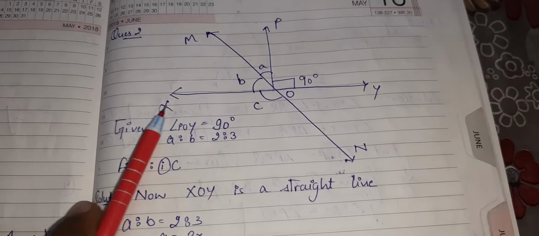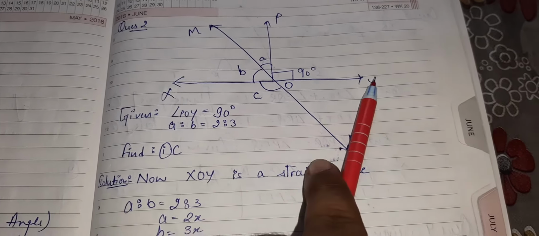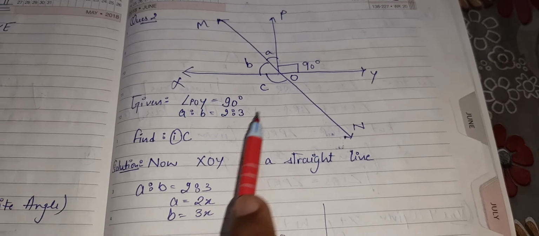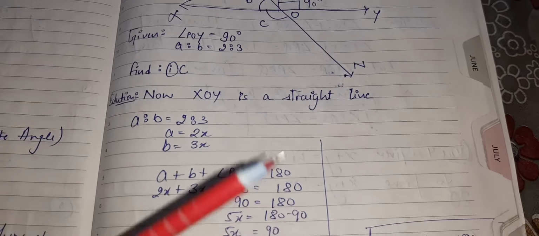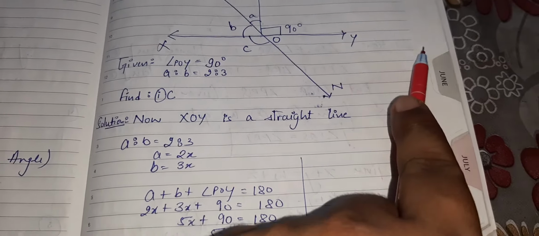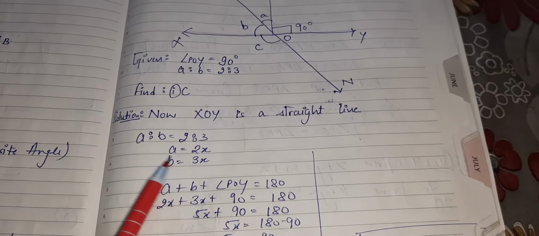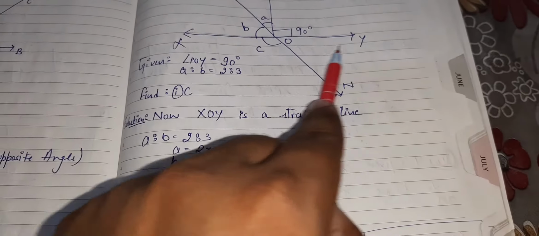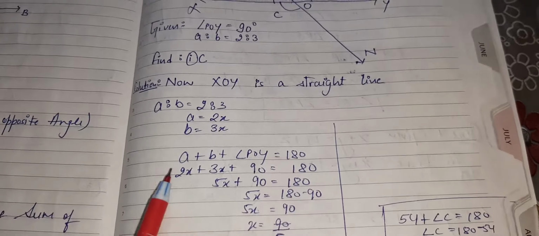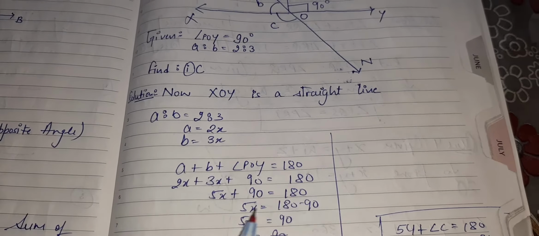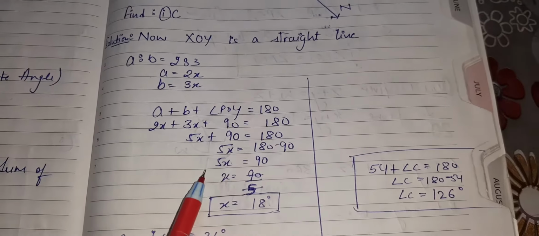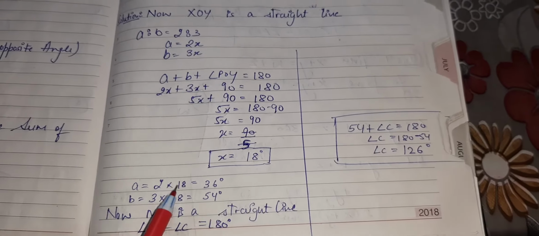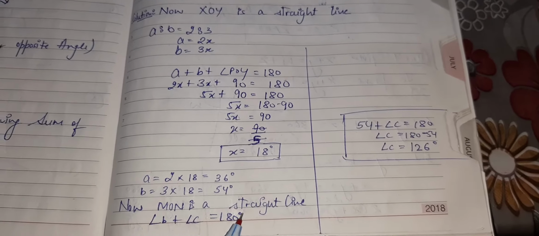Question number 2 says, it's a straight line having three angles, 90, A and B, but A and B are in the ratio 2:3. We have to find this C also. Now XOY is a straight line, A ratio B is 2:3, A is equal to 2x, B is equal to 3x. A plus B plus angle POY is equal to 180 because it's a straight line. The reason you will write is straight line. So 2x plus 3x, 5x plus 90 is equal to 180, 90 will go this side, 5x is equal to 90, x is equal to 90 upon 5, x is equal to 18. Now A is 2x, 2 into 18, B is 3x, 3 into 18.